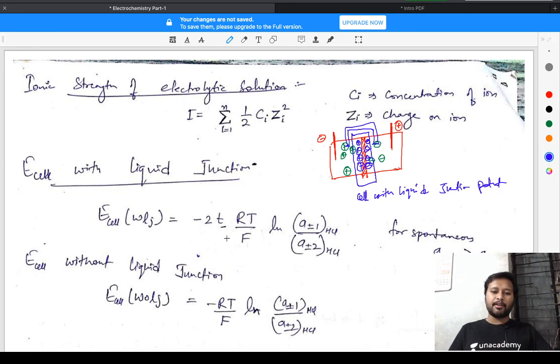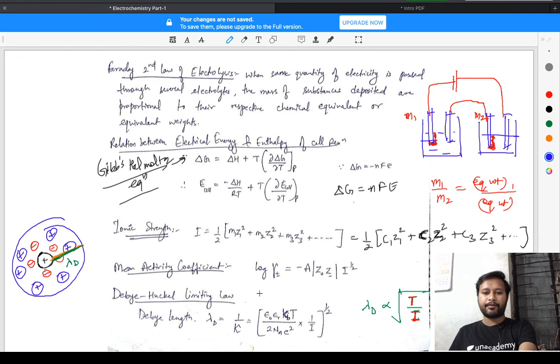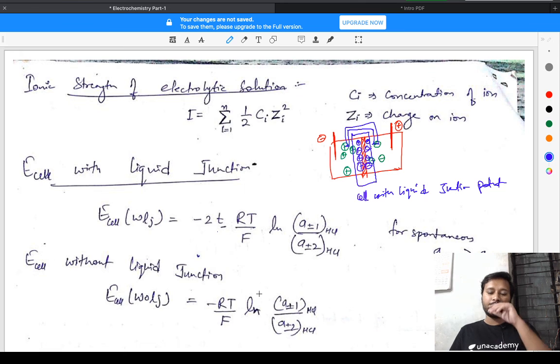So with liquid junction potential we have this particular formula, that is minus 2 t minus, where t minus is the transport number of the anion, RT by F ln a plus minus 1 by a plus minus 2. So it is the activity of one side and this is the activity of the other side. These are the two different activity values. You can calculate the activity from here: if you know the mean ionic activity coefficient, you can calculate the activity as well.